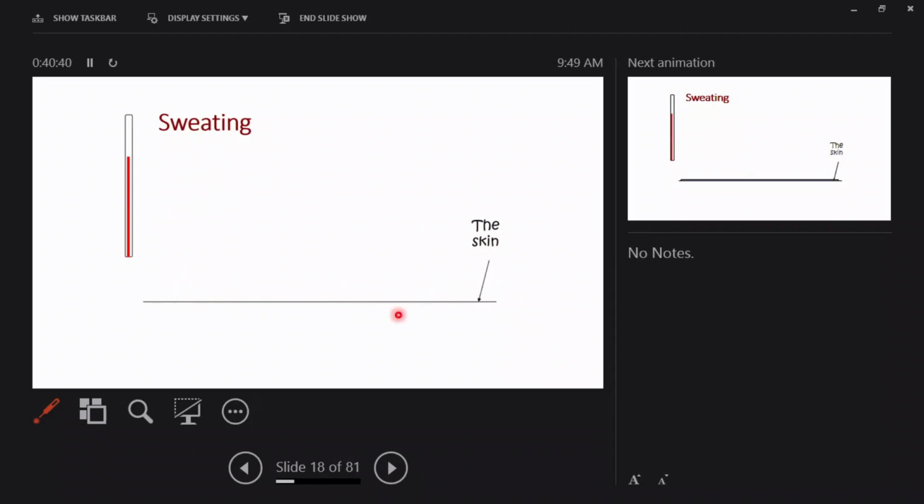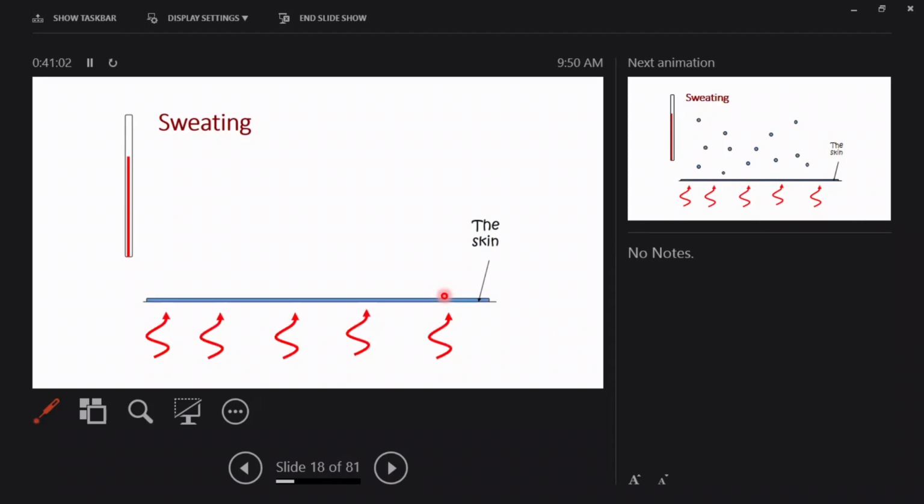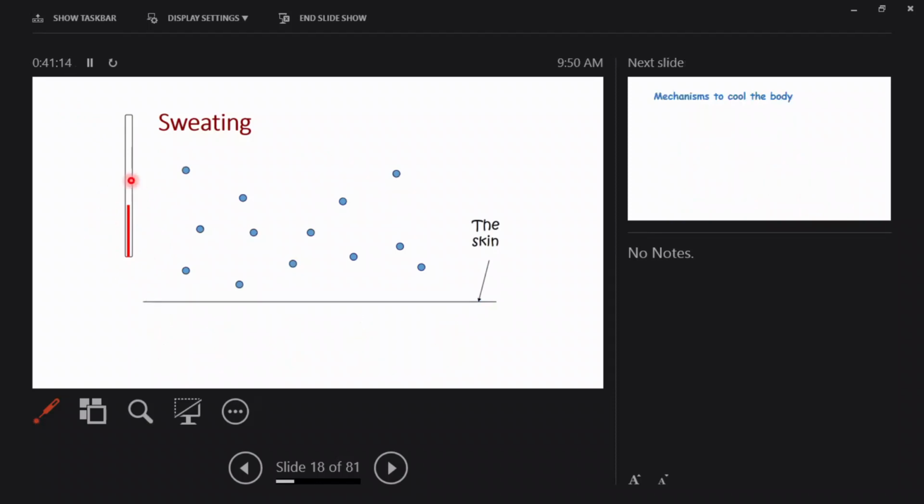So this is the skin. So now the body temperature is increasing. Okay. So the skin produces the sweat, our body producing sweat, and the sweat will be removed from our body via skin. Right? So it will evaporate and the body temperature will drop.